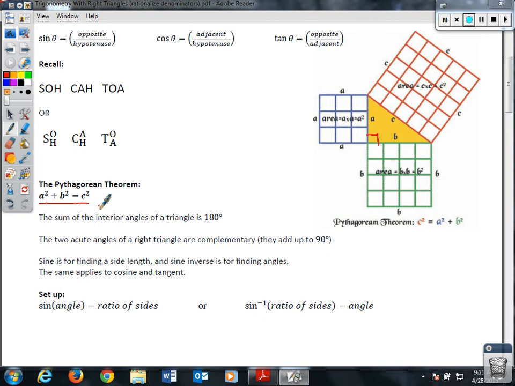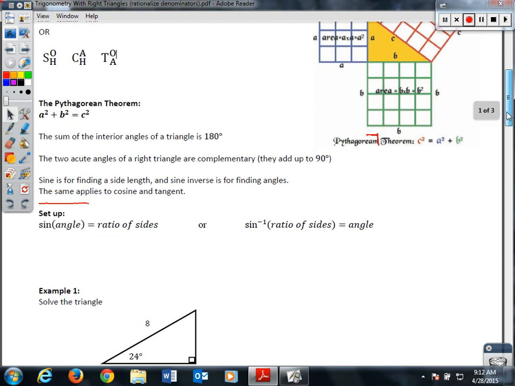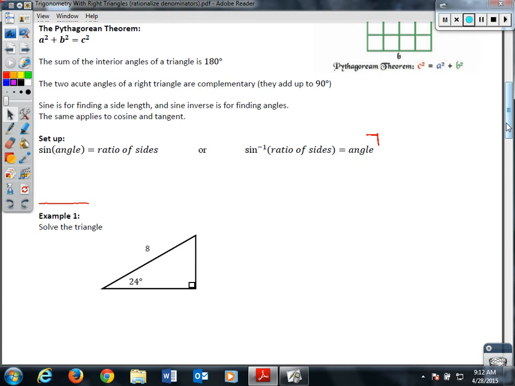One last thing you're going to want to remember, and that is that if you're trying to find side lengths of a triangle, you need to use regular sine, cosine, or tangent. If you're trying to find an angle in a triangle, then you need to use one of the inverses, sine inverse, cosine inverse, or tangent inverse. And those can all be found on your calculator, which we will use for example 1.